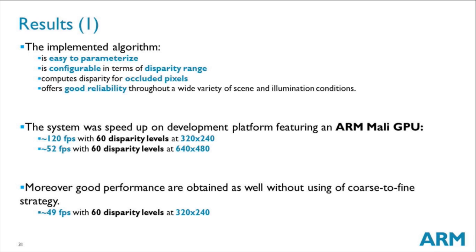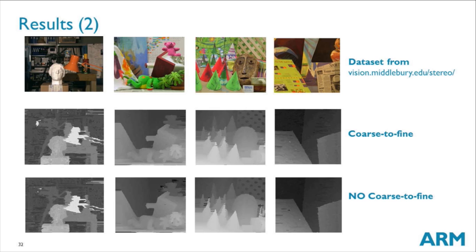The implemented algorithm also offers good reliability throughout a wide variety of scene and illumination conditions, thanks to the modified Census Transform. In terms of performance, the system was sped up on the developed platform featuring an ARM Mali GPU and is able to compute at 120 frames per second with 60 disparity levels at 320x240, and is able to compute the disparity maps at 52 frames per second with 60 disparity levels at 640x480. Moreover, we have tested the algorithm without using the multi-resolution strategy, and we are able to achieve the real-time constraint also in these cases. We achieve, for instance, 49 frames per second with 60 disparity levels at 320x240.